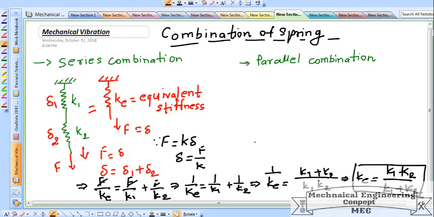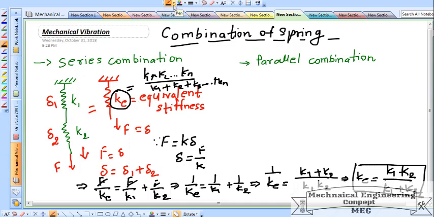The series combination can also be represented with respect to any number of springs. Suppose 1, 2, 3, up to n number of springs are given to us in a series combination. These n springs can be represented with a single spring, which is known as the equivalent spring. Its value can be represented as k1 into k2 and so on till kn, divided by k1 plus k2 plus k3 and so on plus kn. This will be the equation for the equivalent spring in a series combination.